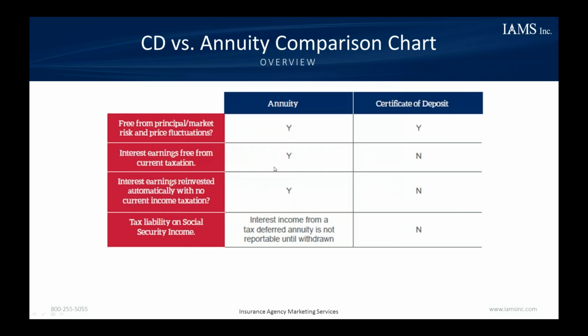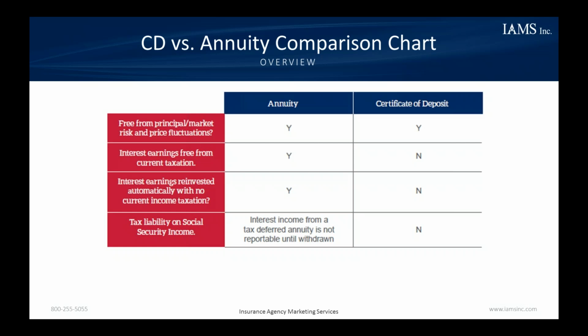Going a little further with this, talking about some other benefits or features. So, annuity versus certificate of deposit. Well, we talk about free from principal market risk and fluctuations. Yes, that's true for both of these instruments. Interest earnings are free from current taxation. Yes, with an annuity, not with a certificate.